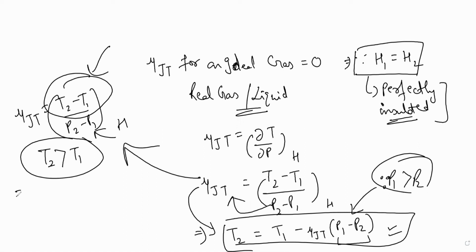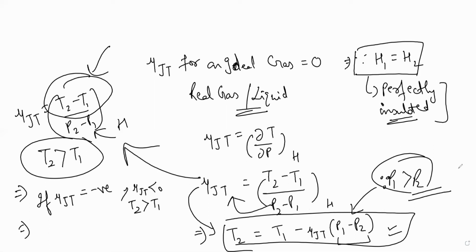So let me make it more theoretical. If mu Jt comes out to be negative, that is mu Jt is less than 0, okay, are you getting me? If mu Jt is less than 0, then only T2 will be greater than T1. See, in this equation where I have taken P1 is greater than P2 and we are taking P1 minus P2, so the answer will be positive.